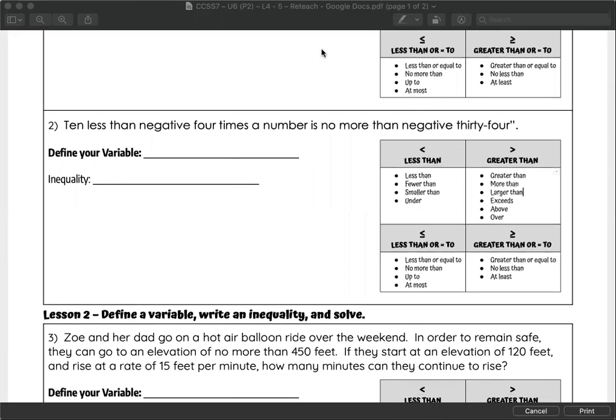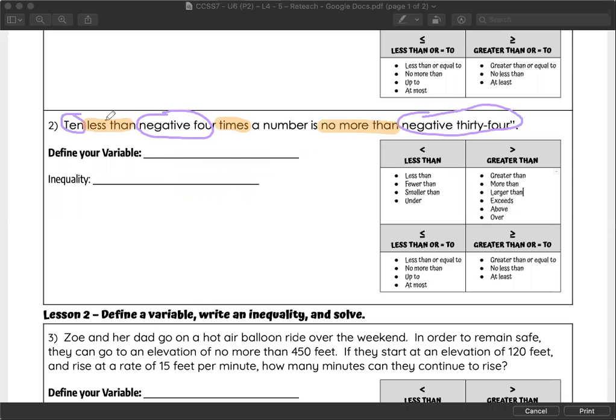Number 2, 10 less than negative 4 times a number is no more than negative 34. So 10 is a number, less than negative 4 times a number is no more than negative 34. So I've circled my numbers. Let's highlight some of these key words or phrases. Less than is going to be a key word. Times tells us multiplication, and then is no more than.